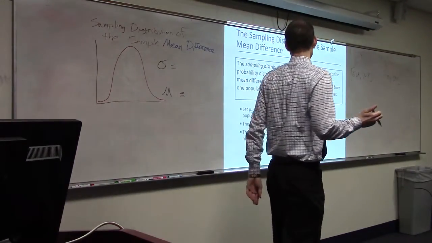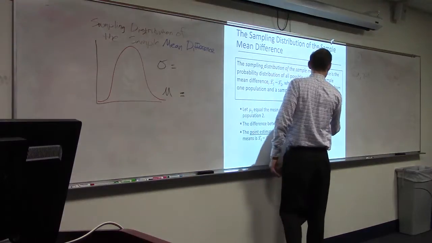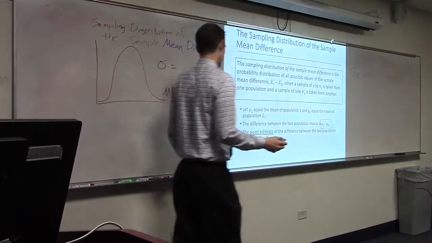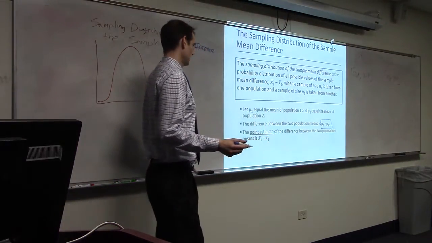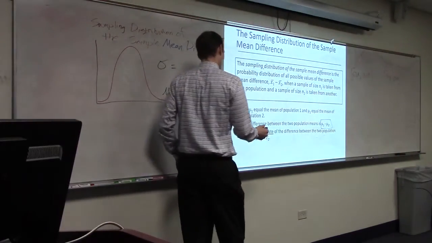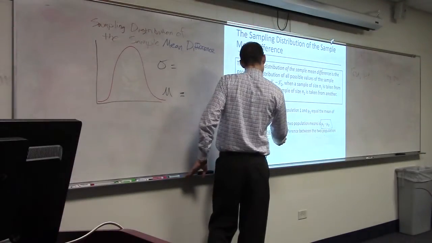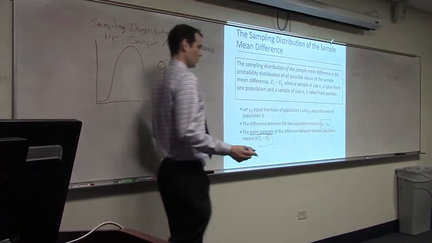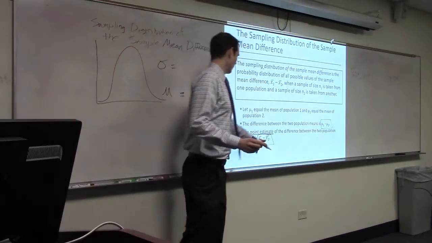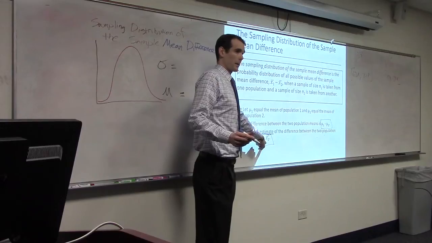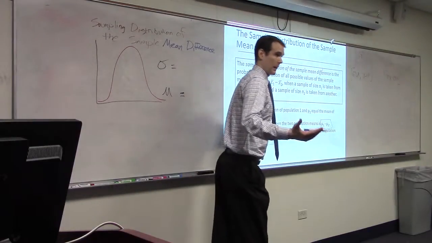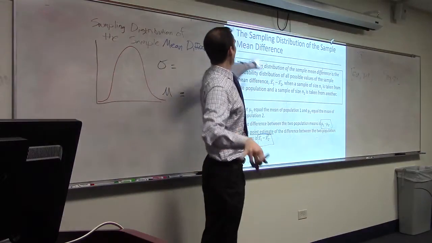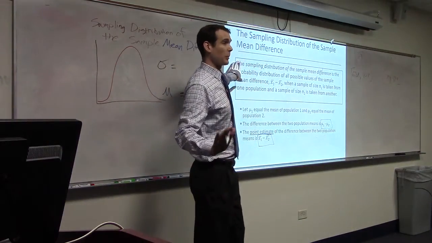The difference between the two population means, mu 1 minus mu 2, is the true difference between the population means. And our point estimate of the difference between two population means is X bar 1 minus X bar 2. We're going to calculate X bar 1 minus X bar 2 with our sampling, do it 10,000 times, and put it on a frequency distribution. And we are going to create the sampling distribution of the sample mean difference.